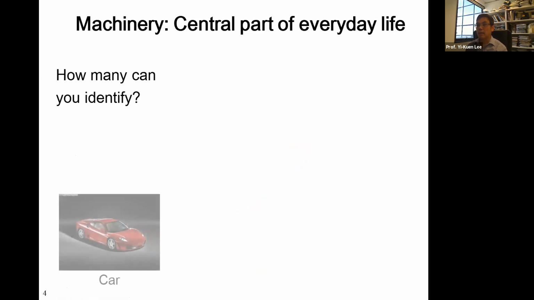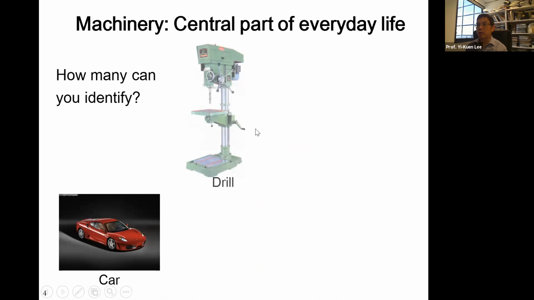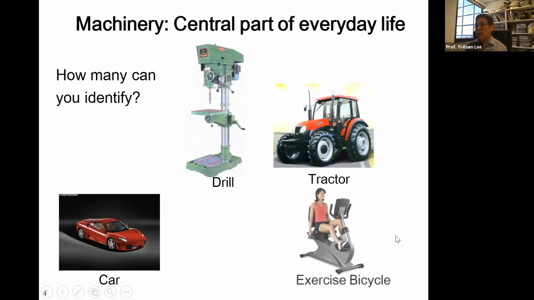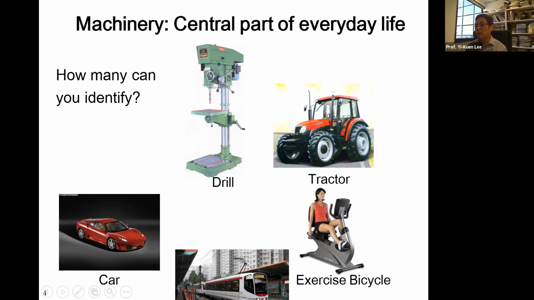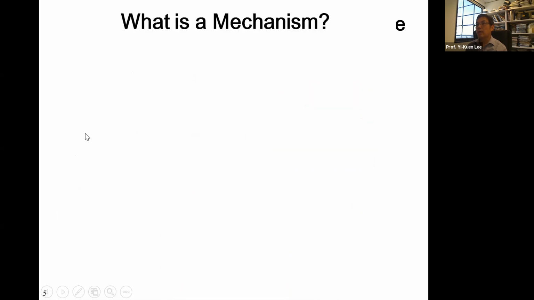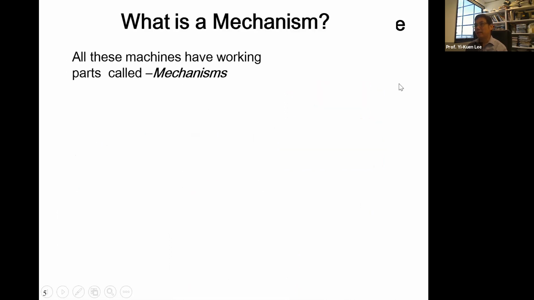All these are mechanical structures, but machines are actually quite important for our daily life, right? So here we have a car, a kind of machine, a drilling machine, tractors, this kind of exercise bicycle in the gym, also the MTR. All these are some kind of machinery. Okay, so again, what is the mechanism?